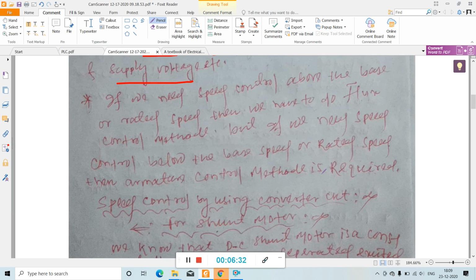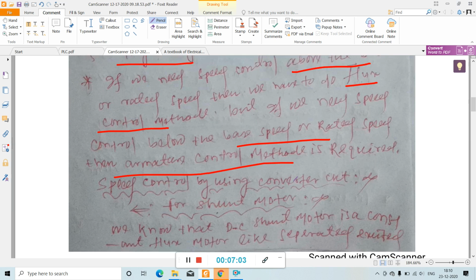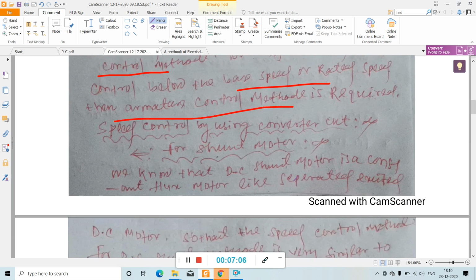Okay, so we need to control the speed. By using the flux control method we can control the speed above the base speed. But if we need to control the speed below the base speed or rated speed, we have to use the armature control method. Okay, so the next part is the speed control of DC shunt motor using converter circuit.